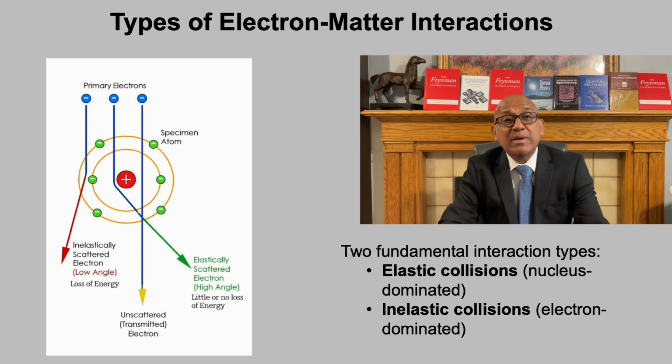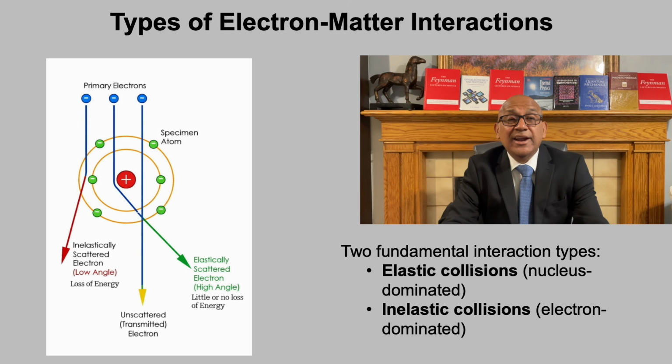When an electron beam approaches atoms in a material, three outcomes are possible. First, some electrons remain essentially unaffected and pass through the material without significant interaction. These are the unscattered transmitted electrons shown by the central trajectory in the figure. Second, electrons can interact with atoms in the material. When this happens, two fundamentally different types of interactions are possible.